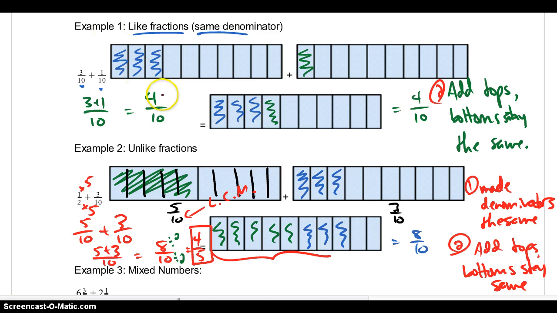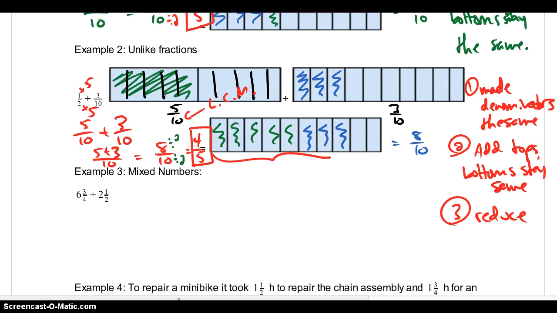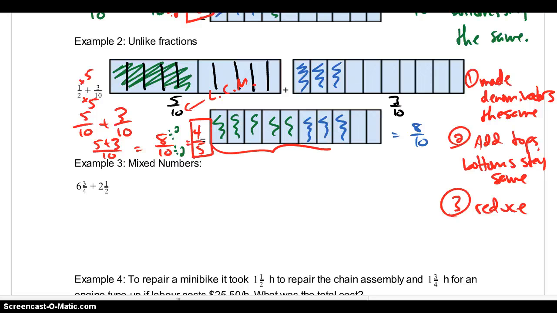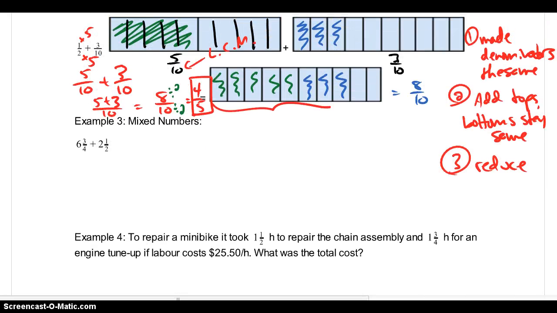You know what? I should have done that up here too. This guy can be reduced. You can divide that guy by 2 top and bottom, and that guy reduces to 2/5. So if we're thinking in steps, let's put in a step 3 is reduce. Or you could say write your answer in lowest terms, but either way, that's what's going on. Make the denominators the same, add the tops, the bottoms stay the same. Then we reduce.